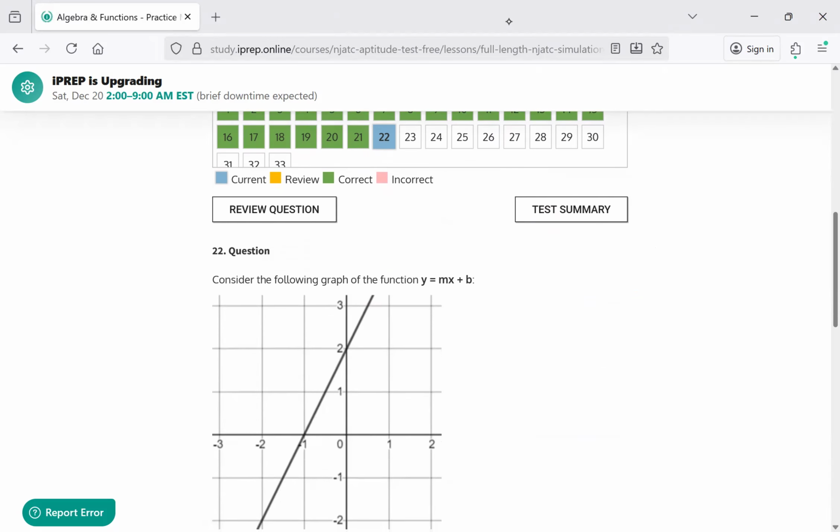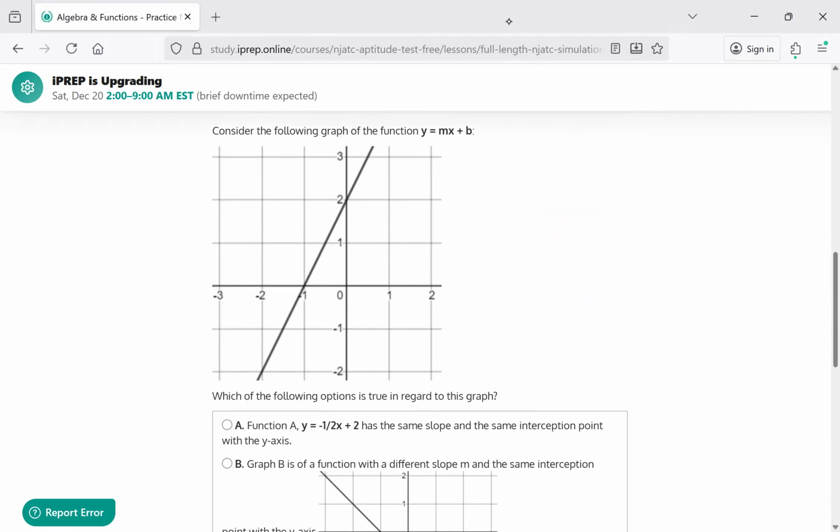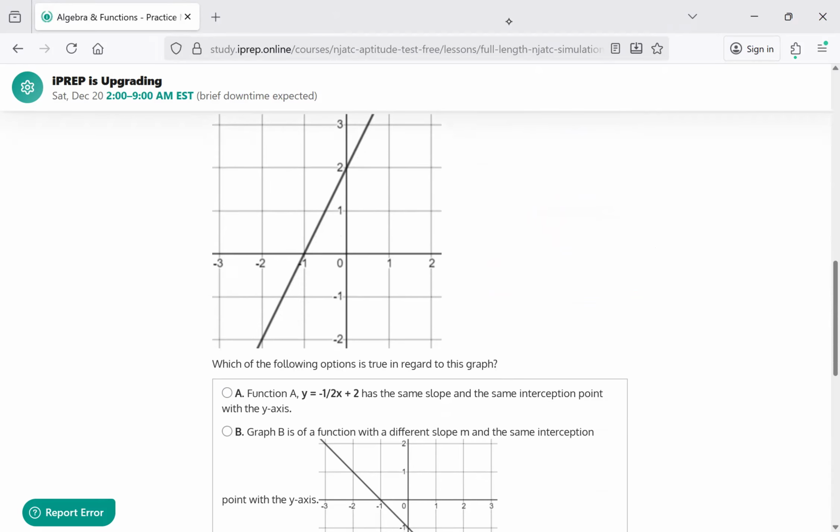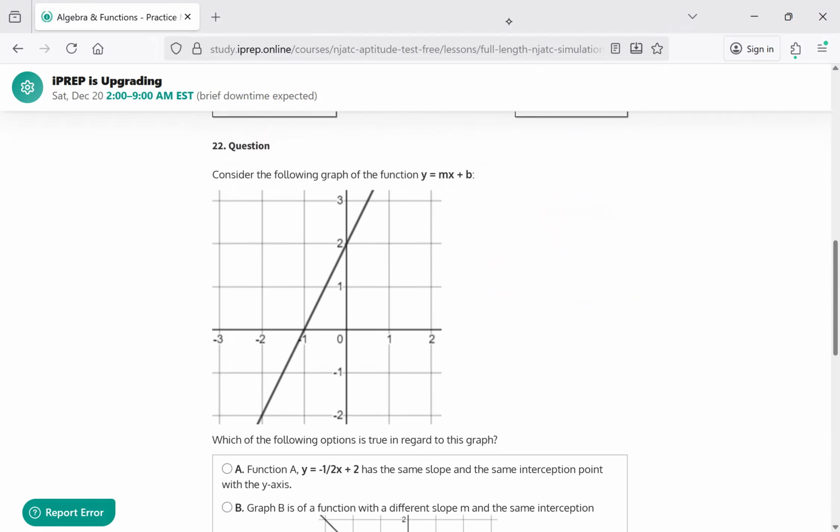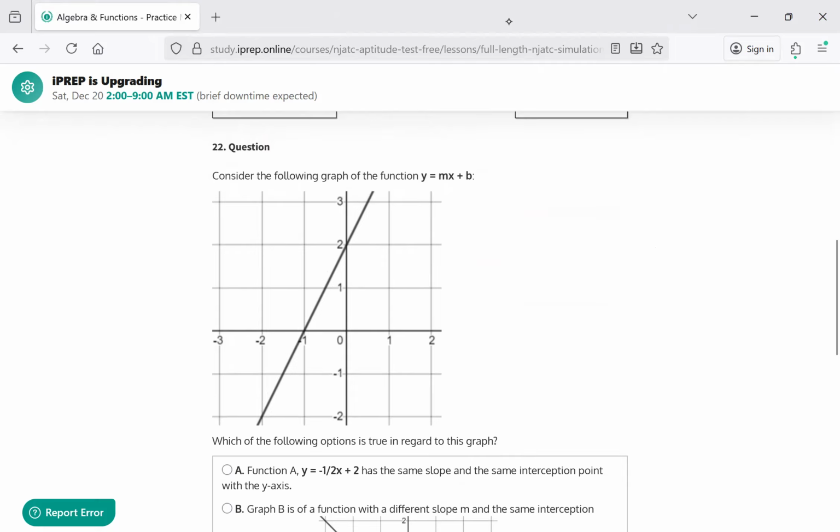22. Consider the graph y equals mx plus b. Which of the following options is true in regard to this graph? So let's find the equation of this graph. So this is 22. So how do we find the equation of this graph?